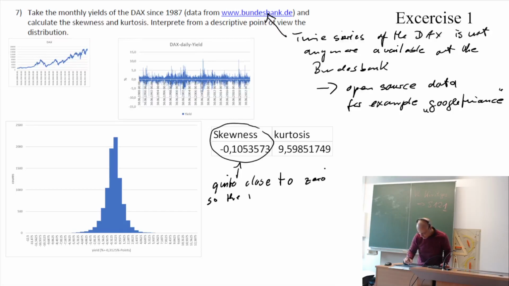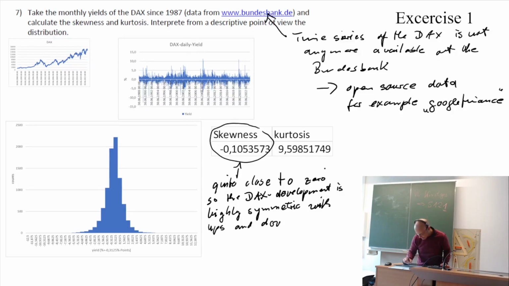Close to 0, so the DAX development is highly symmetric with ups and downs in the daily yield.